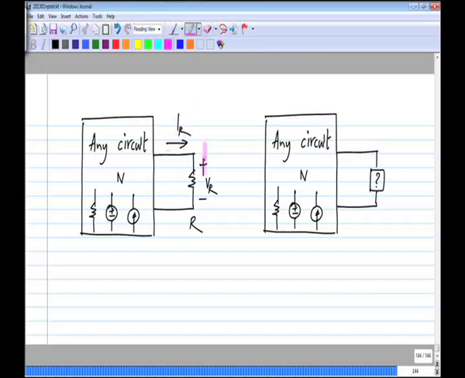So under these conditions, can I replace the resistor with something else so that all the solution to the circuit, that is all the branch voltages and branch currents in this circuit, will be exactly the same as the ones in this circuit? Is that possible? If so, what will I replace it with? Please try to answer this.